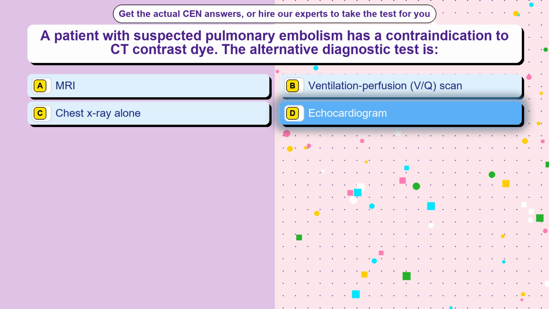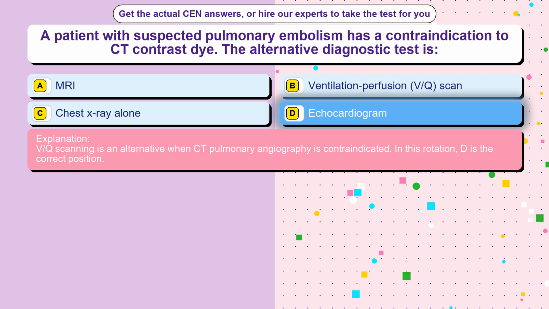The correct answer is option D, echocardiogram. V/Q scanning is an alternative when CT pulmonary angiography is contraindicated. In this rotation, D is the correct position.